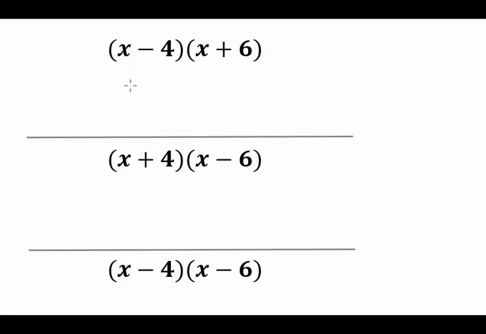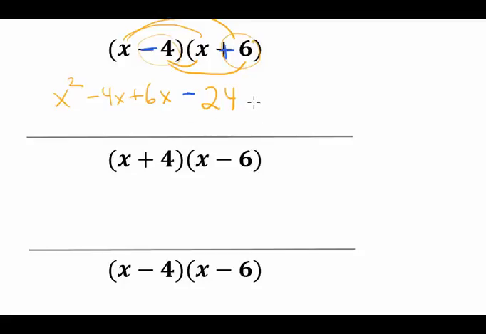We can write that as x squared. And my middle two terms, notice they're minus 4x and plus 6x. That comes from here and from here. And my last term is 4 times 6, which is 24. However, since it's really a negative 4 times a positive 6, it's really a minus 24 here. And so we can simplify this as x squared, combine like terms, plus 2x minus 24.